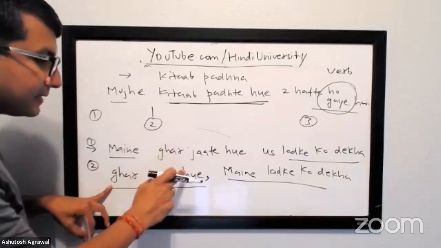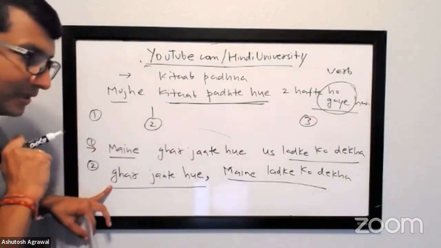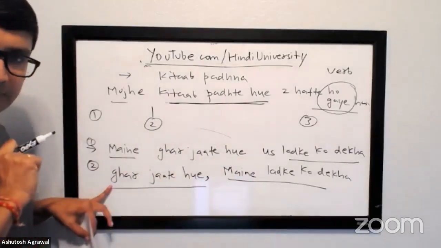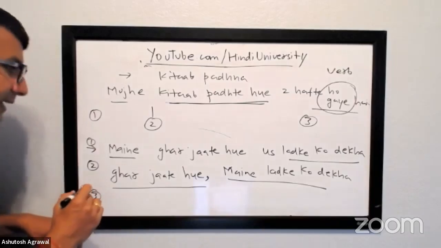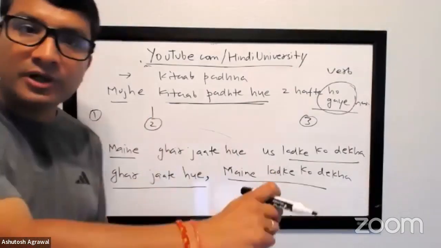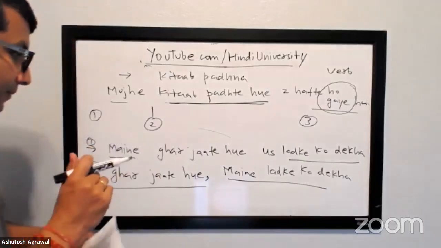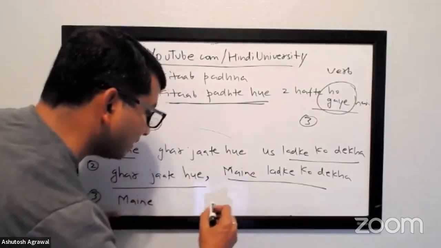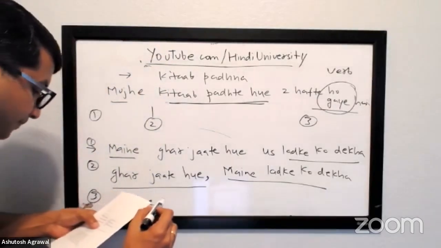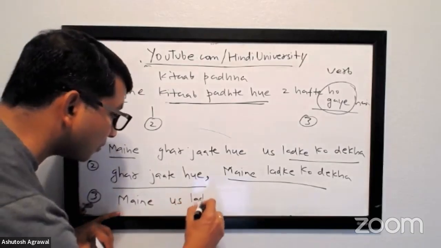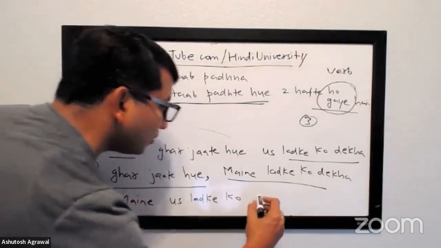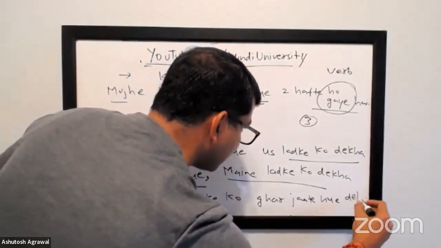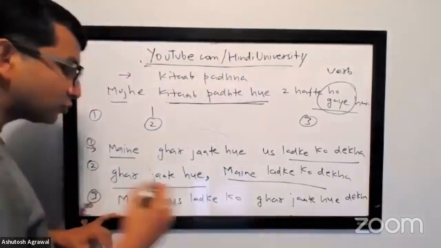In both of these sentences, who is going home? I. Okay. मैंने घर जाते हुए लड़के को देखा. And here also घर जाते हुए मैंने लड़के को देखा. Okay. Let's say I'm not going home, but the boy is going home, and I saw him. You can make it easier by saying मैंने उस लड़के को घर जाते हुए देखा. I saw the boy while he was going home.